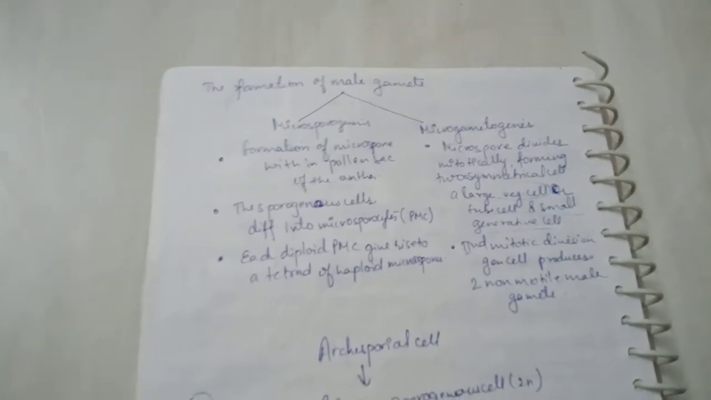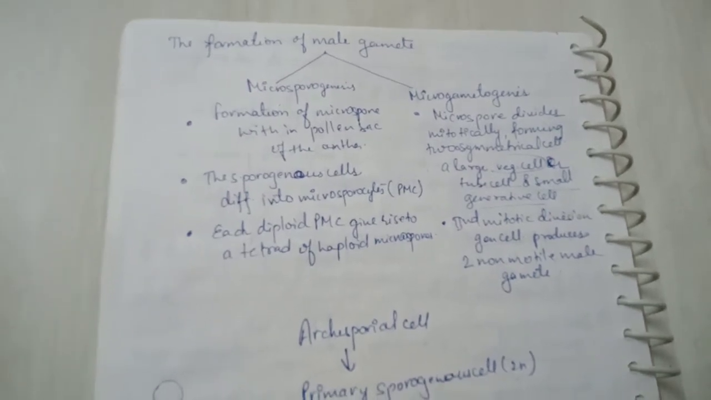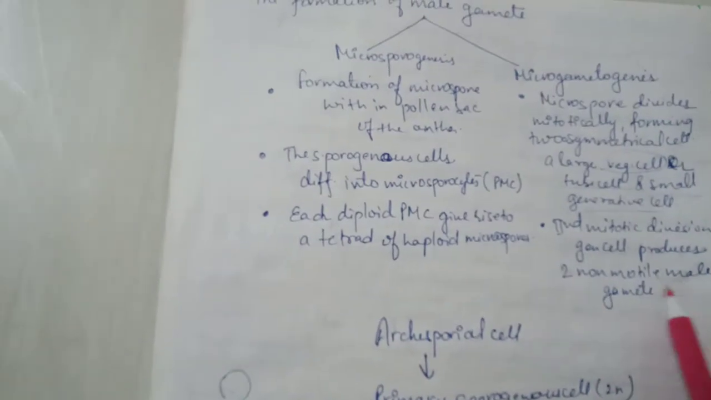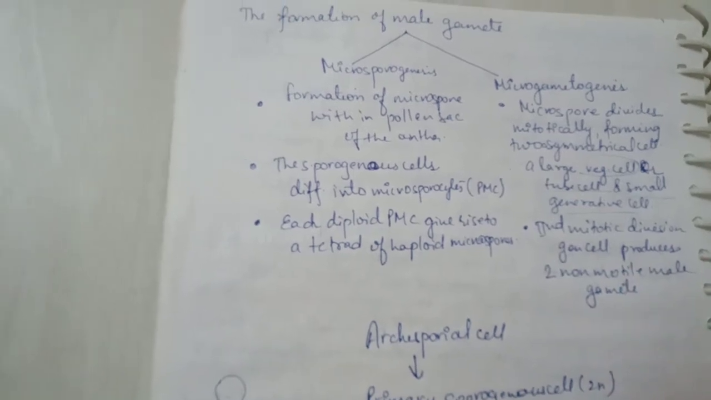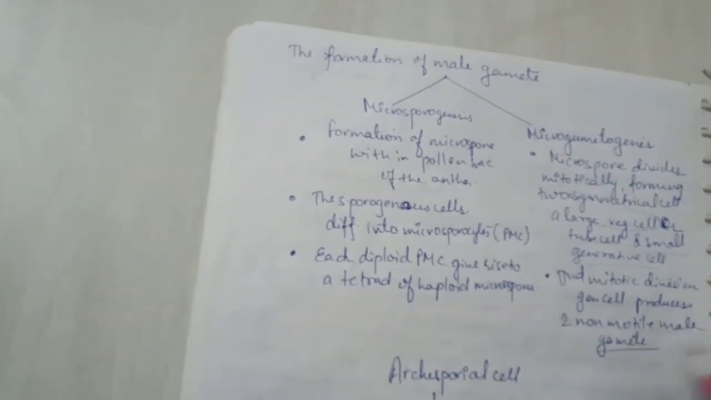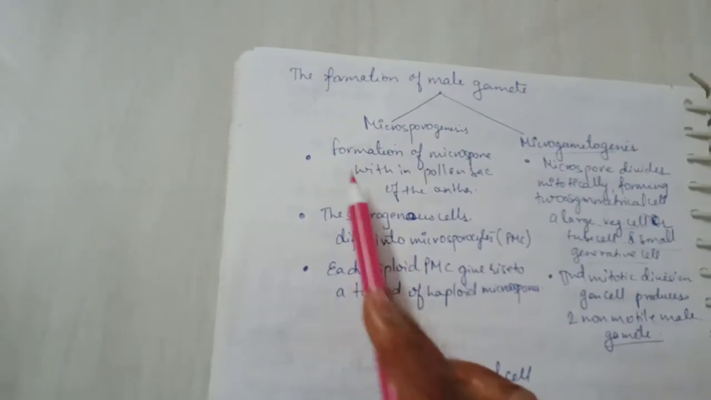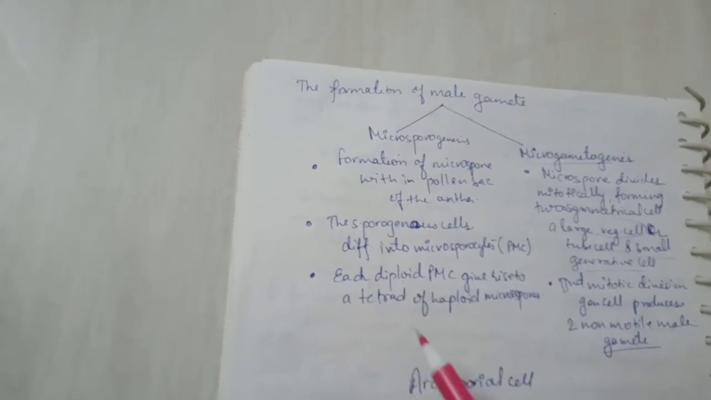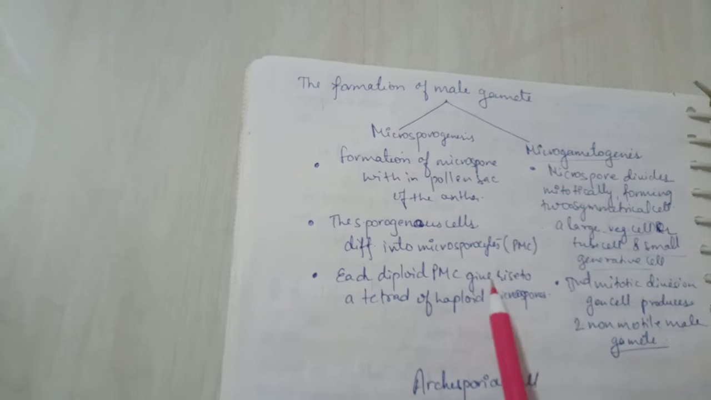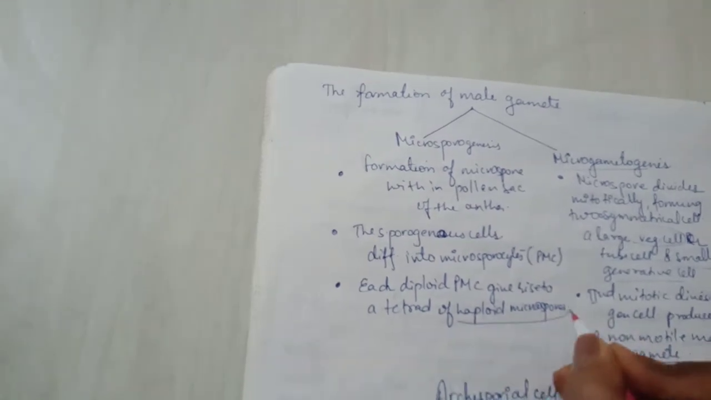After that, there is the second mitotic division in microgametogenesis, and what happens? The gamete formation takes place. Which type of gamete? The non-motile male gamete is formed in the second mitotic division of microgametogenesis. This is the formation of gametes, so it is called microgametogenesis. And here is the formation of microspores, so it is called microsporogenesis. Each diploid primary mother cell gives rise to a tetrad of haploid microspores. And which type of microspores are formed?